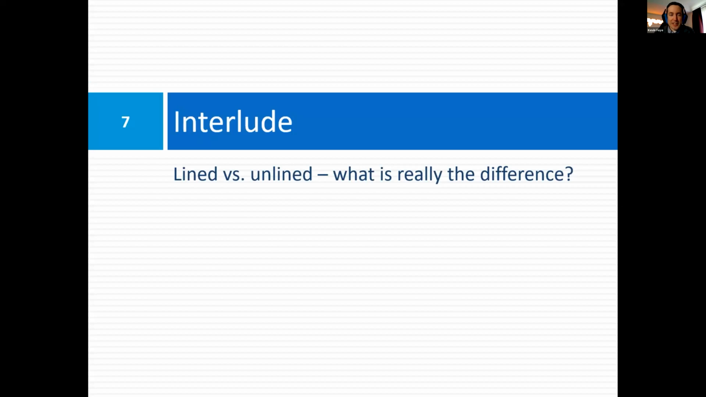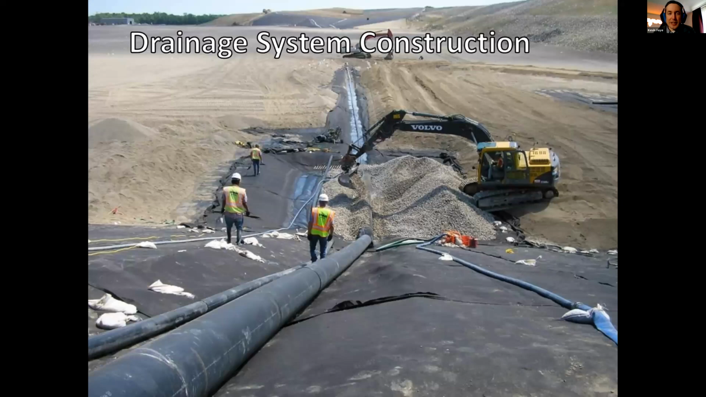So before we really dive into the case history, I want to just highlight for everyone something I think is very important when we talk about lined versus unlined sites. I had mentioned that this is an unlined site that I'm going to be talking about. So why does that matter? It matters because a lined site has a leachate collection system associated with it. So this is a picture of a modern landfill that has a leachate collection system at the bottom.